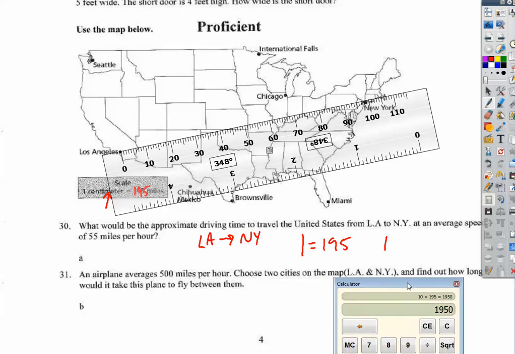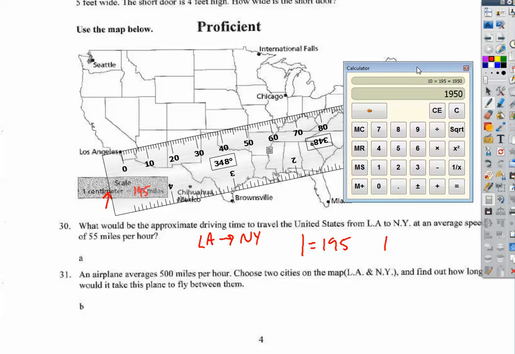Oh, maybe it is. I don't know. Let's go forward. So it's 1,950 miles. So, the next step. If I'm driving at 55 miles an hour, it would take about 35 hours.